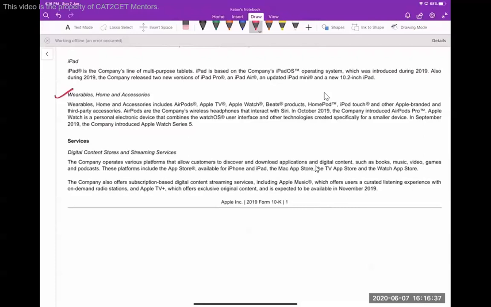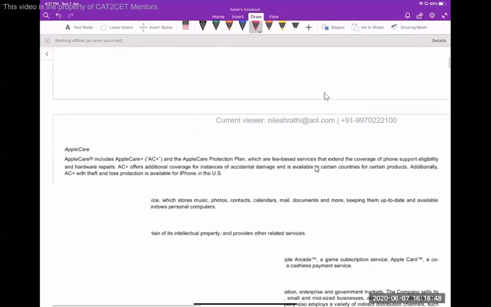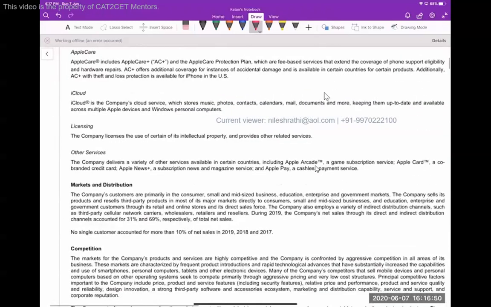Services, when you talk about services, they have digital content stores and streaming services. So they've got the App Store, TV app store, books, music, video games, all these things that they're actually selling. Okay, this is what Apple does. That's number one. Then they have AppleCare.